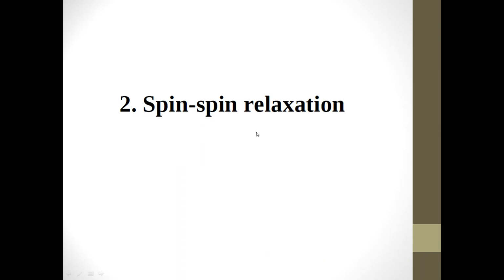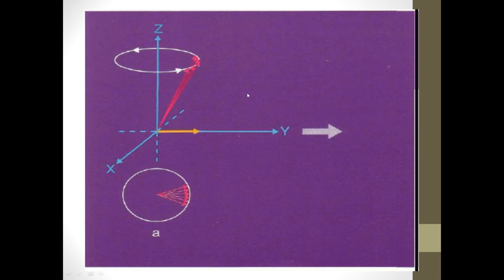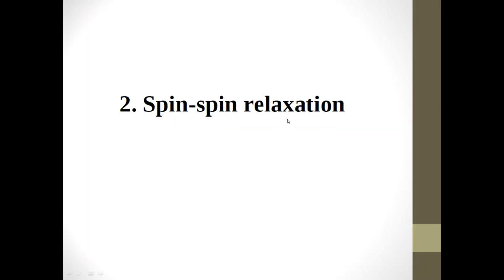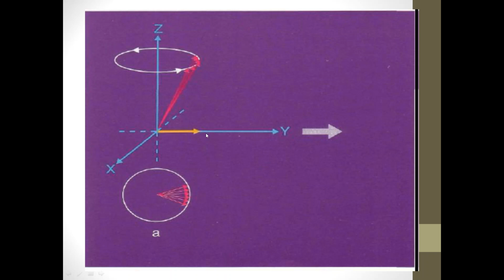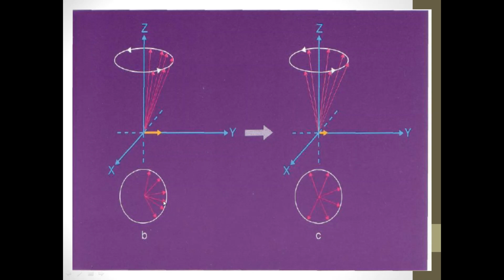Second, we will talk about spin-spin relaxation, which is related to the transverse magnetization, or MXY. Let us talk about the transverse magnetization. As you see here, the protons become in phase. But after we switch off the radio frequency pulse, which is coming from the radio frequency coil, what will happen to the protons? The protons dephase at a certain time. As you see here, the protons are dephasing. This dephasing is called spin relaxation.